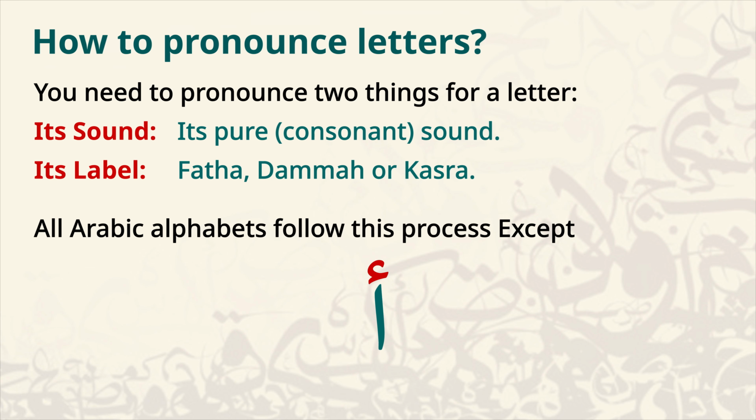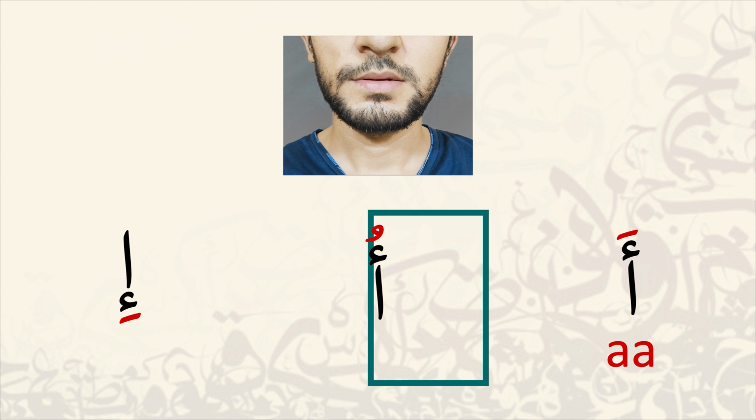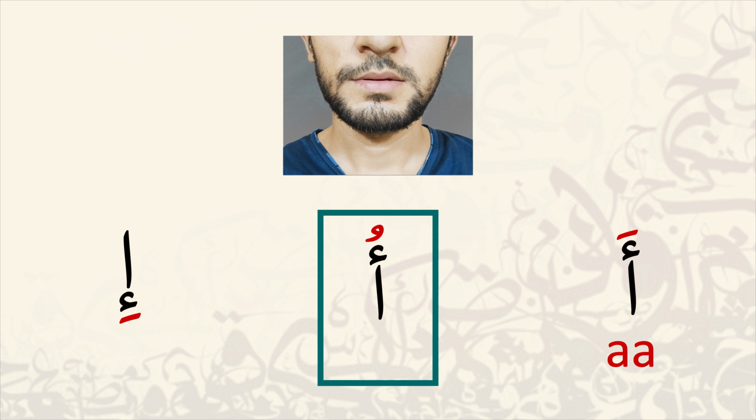Its three faces are as following. With Fatha, it is A, like double A sound, because the sound of the letter is already A. And also the sound of Fatha label is A. Second, with Dhammah, it will be double O sound. O.